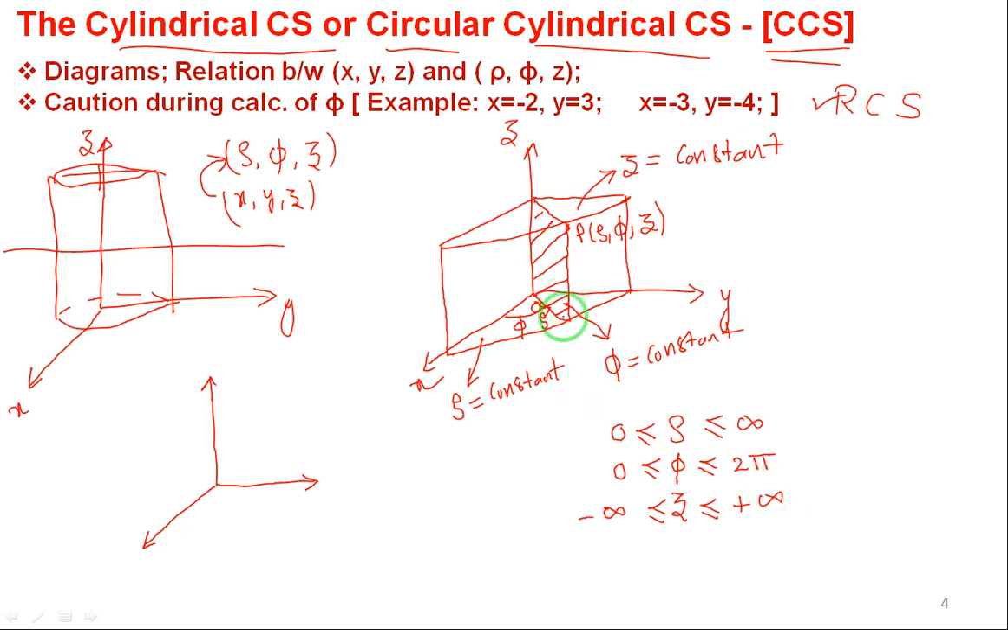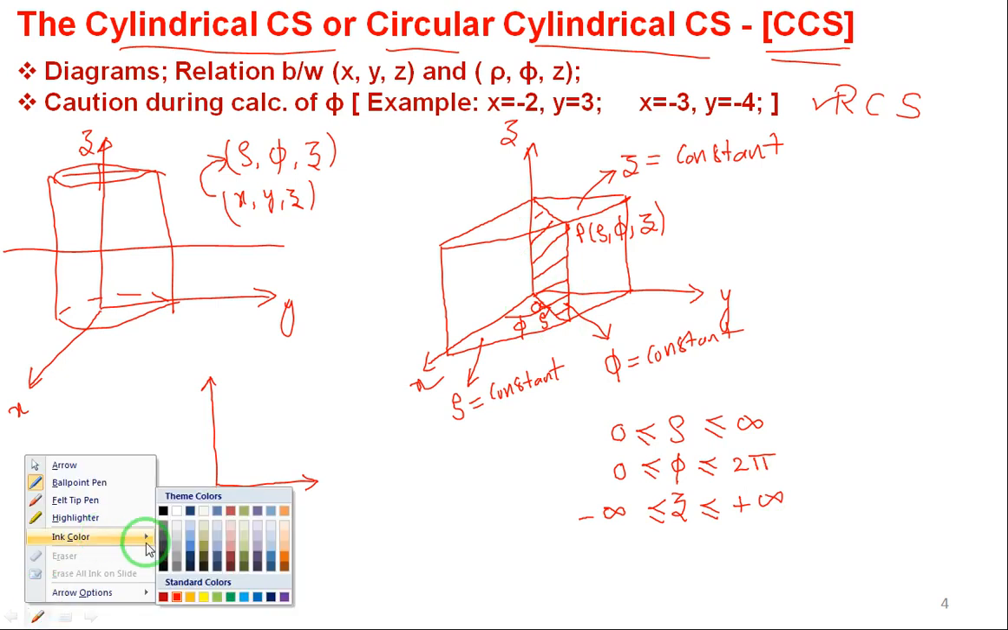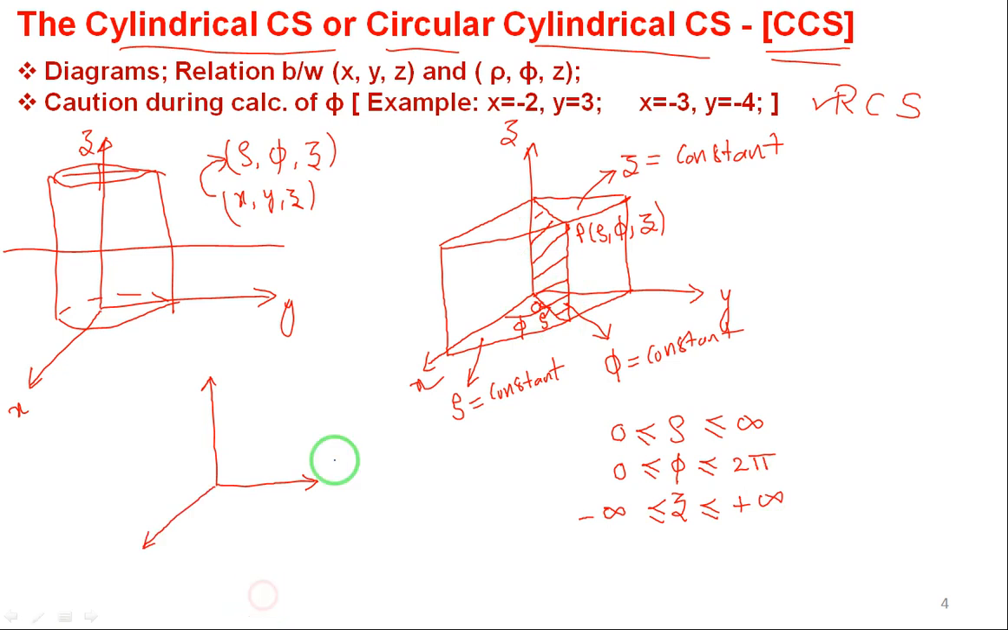Okay, just observe this phi equal to constant plane. It is having radius rho. Yes, in this direction it is having radius rho. Okay, I will choose some other color for the pen so that it is clearly visible for you. Let me take blue color, right? Okay.